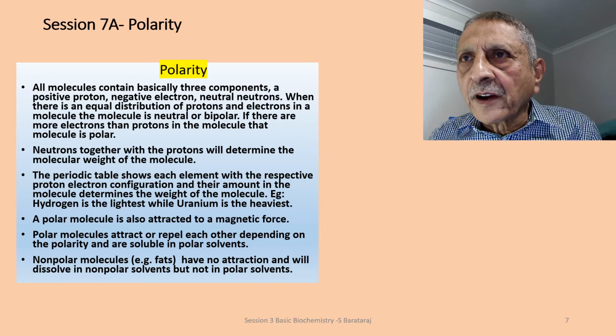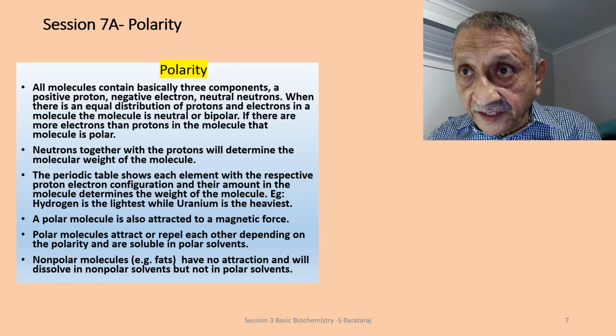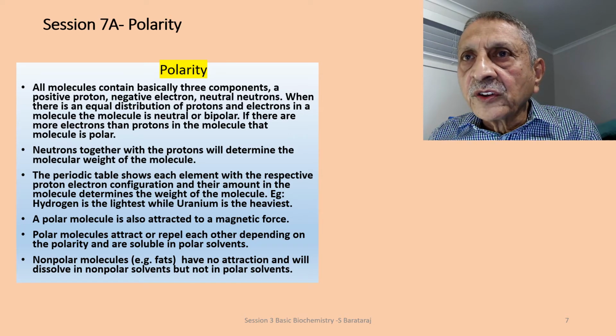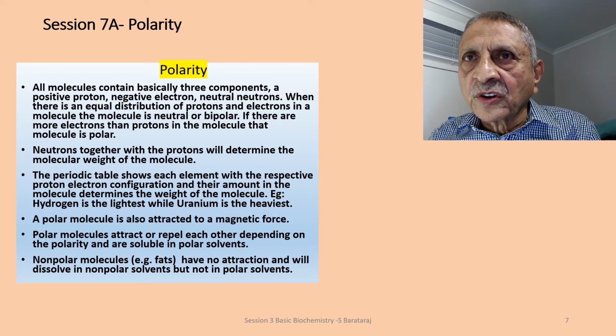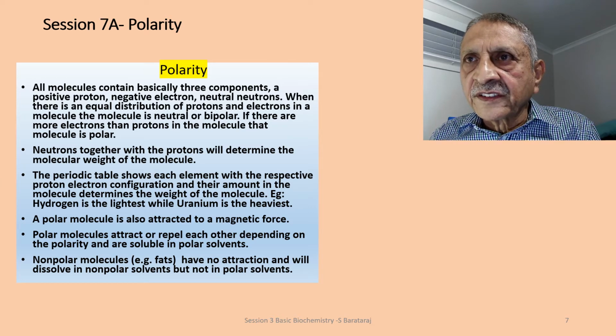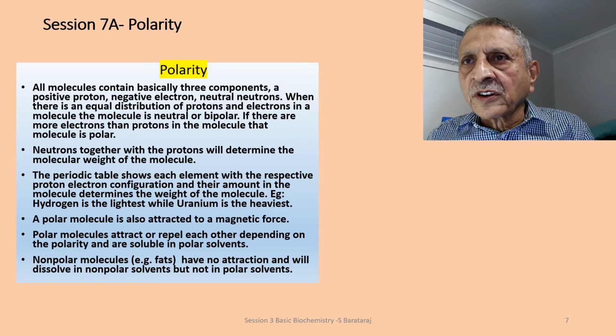I'm introducing the subject of polarity because whether one element or one chemical reacts with another will also depend on its polarity and other characteristics. It will be useful for you to know this when dealing with the reaction of ozone with other chemicals and other elements. All molecules will contain basically three components: the positive, which is a proton, a negative, which is an electron, and neutral, neutrons. When there is an equal distribution of protons and electrons in the molecule, that is an equal distribution of a plus and the minus, and therefore it is neutral.